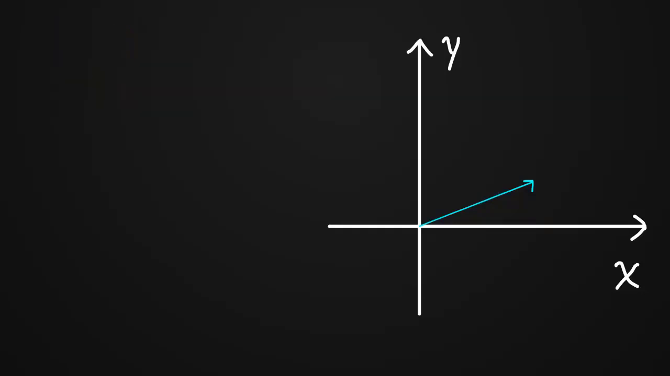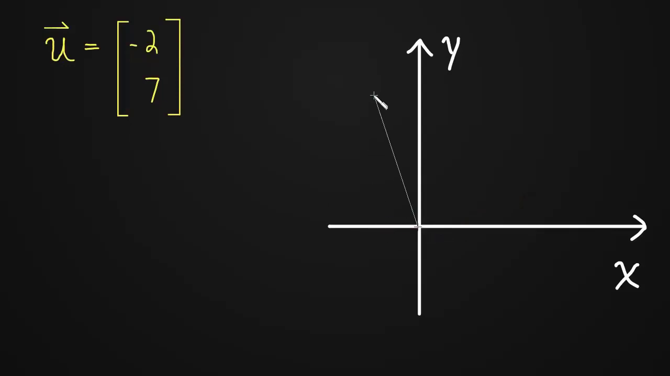Let's say we have something like u is equal to negative 2, 7. So let's draw that. We're going to move over by 2 and up by 7, so something like that. So we've moved over negative 2 and we moved up by 7. So maybe I'll erase that. There we go.